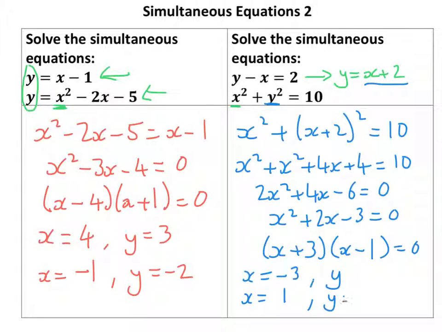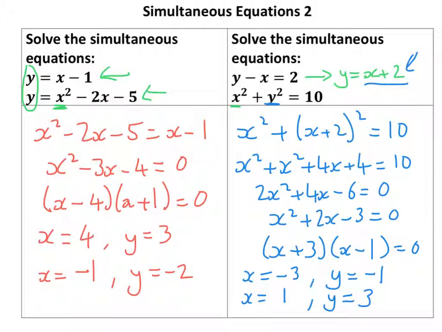Okay, we've got y equals x plus 2. So when x is minus 3, y should be minus 1. When x is 1, y is 3. So I'm putting it into here, this one, right, because it's the easiest one to use. So I've got two pairs of answers.